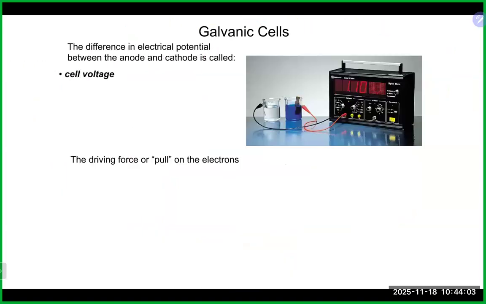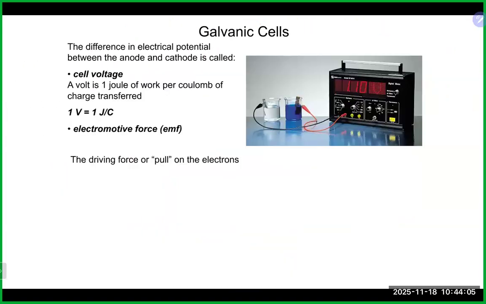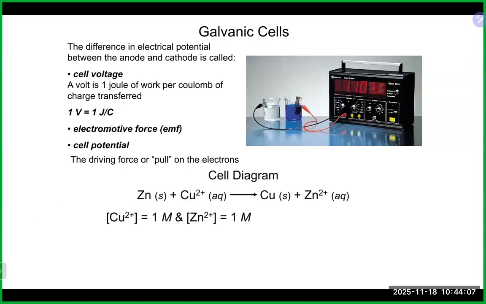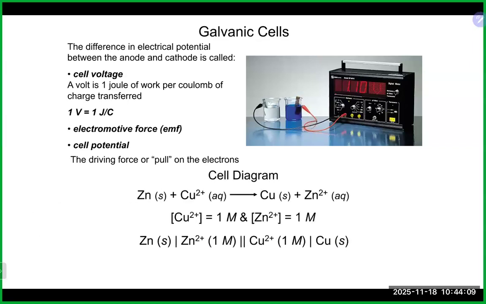All right, so as we can see here, the difference between the electrical potential between the anode and the cathode is sometimes called cell voltage. A volt is 1 joule of work per coulomb of charge transferred. Coulomb, the unit of electrical charge. So 1 volt is equal to 1 joule per coulomb. Sometimes referred to as electromotive force and or cell potential.